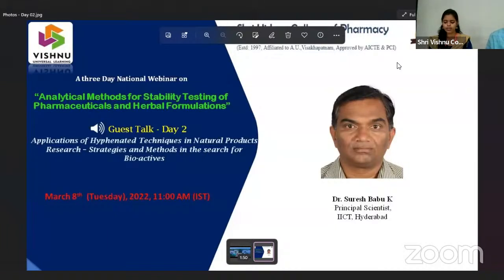Dr. Suresh Babu sir has been working as a principal scientist at IICT Hyderabad in natural products chemistry since 2007. Sir did his master's in 1999 and his PhD in natural product chemistry in 2005 from IICT, and the degree was awarded by Kakatiya University, Warangal. Sir also pursued his postdoctoral research at the National Center for Natural Product Research at the University of Mississippi, USA for about 3 years. During his 15 years of research, he has isolated several new bioactive molecules from natural sources and has 10 patents to his credit, which explains his excellence in research.